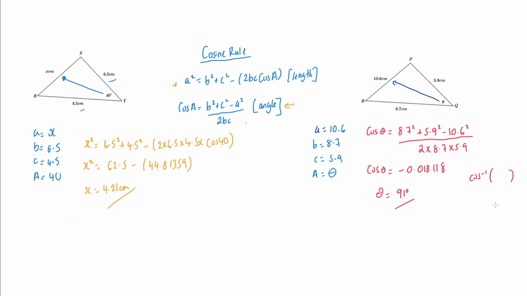Okay, so this is how you use the cosine rule to find both the length and angle. So what I'll do now is I'll give you 2 questions for you guys to have a go, and we'll go through this after this.